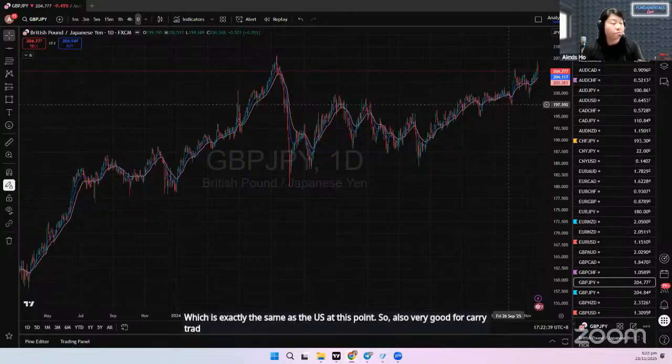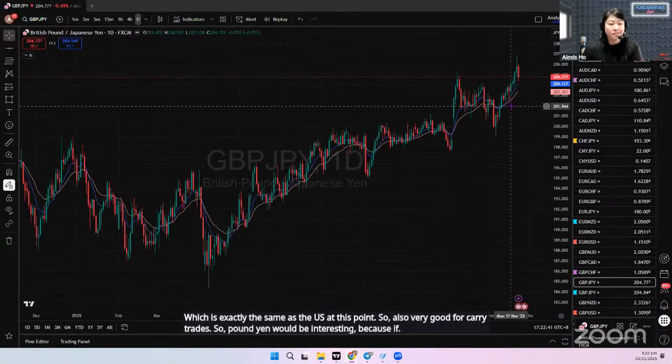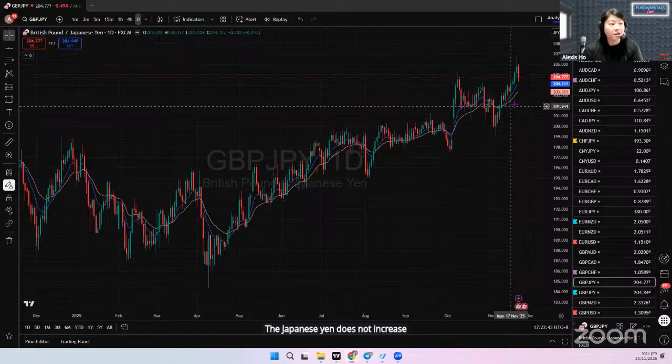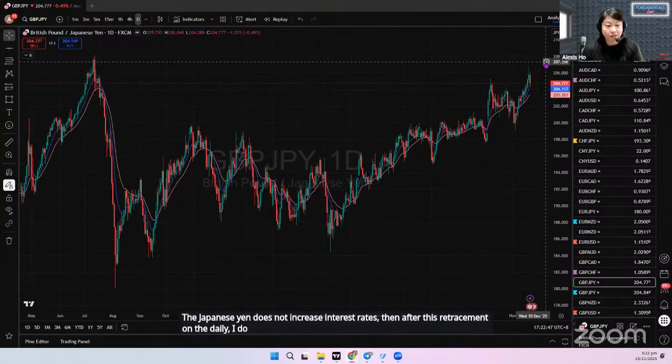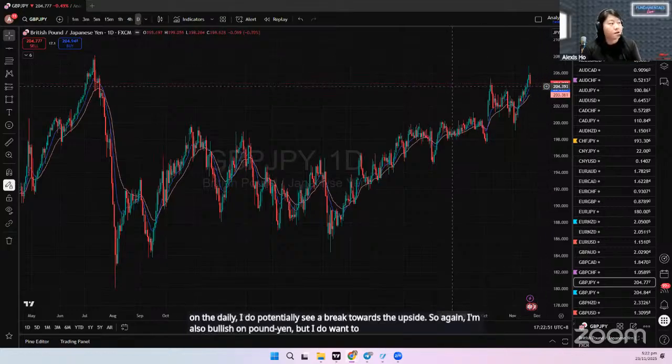So pound yen would be interesting because if the Japanese yen does not increase interest rates, then after this retracement on the daily, I do potentially see a break towards the upside. So again, I'm also bullish on pound yen, but I do want to catch those potential levels.